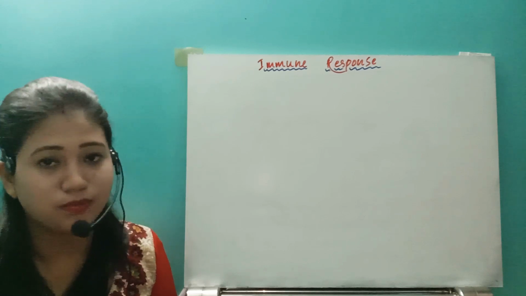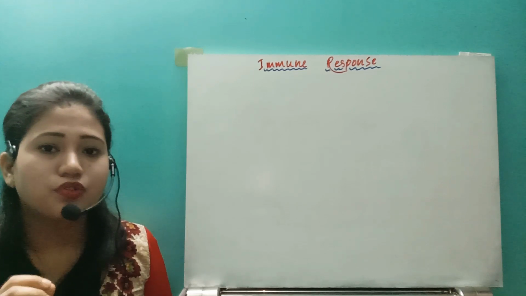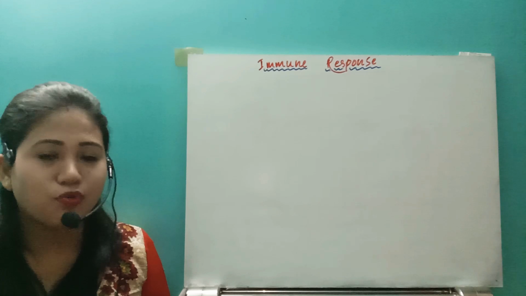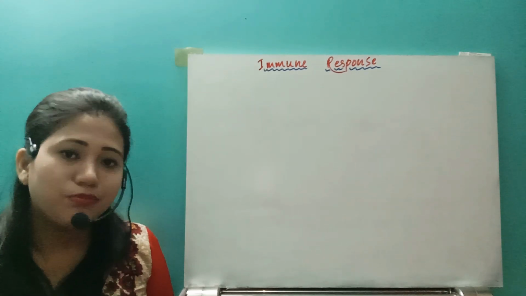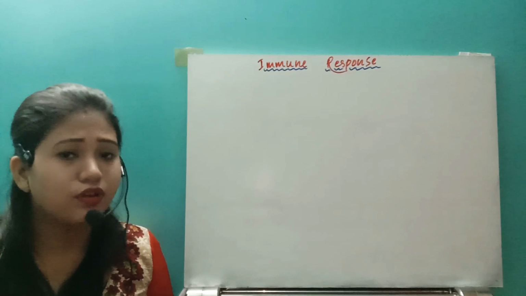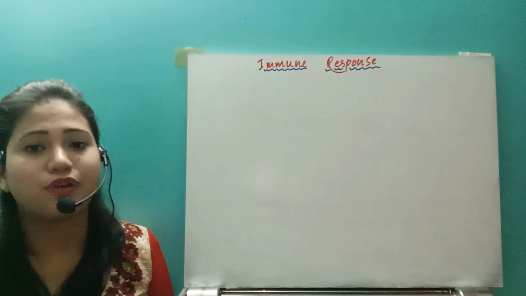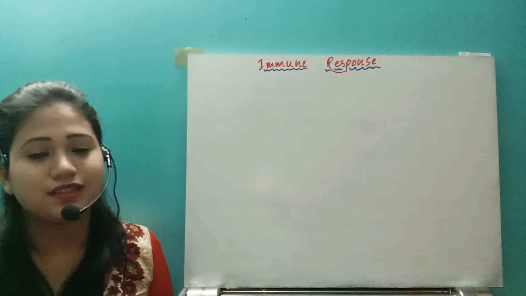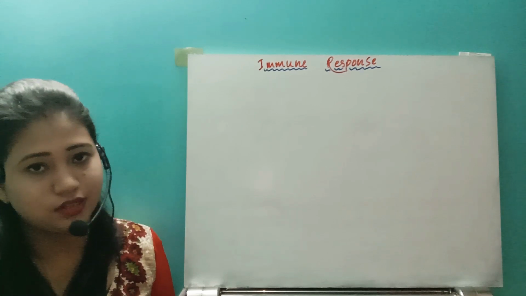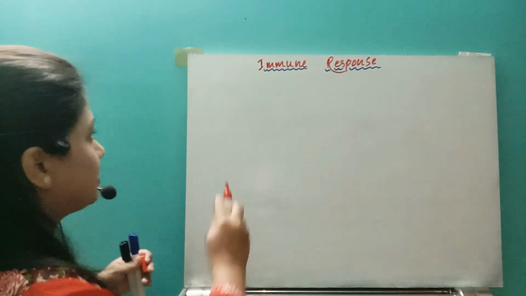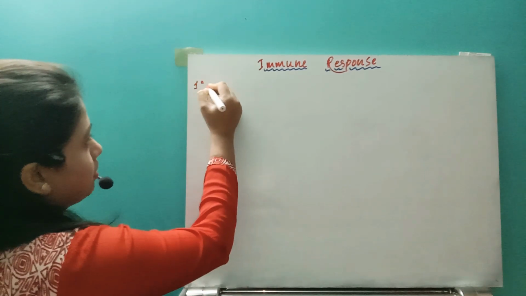What is actually immune response? The immune response is the response developed against the pathogen. That immune response will be of two types: one is known as primary immune response and the second is the secondary immune response. So first of all, we'll see the primary response.